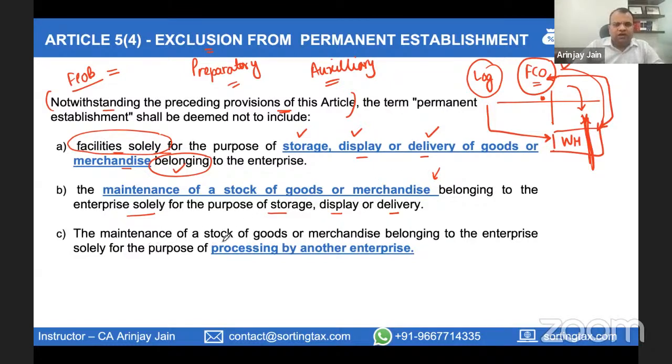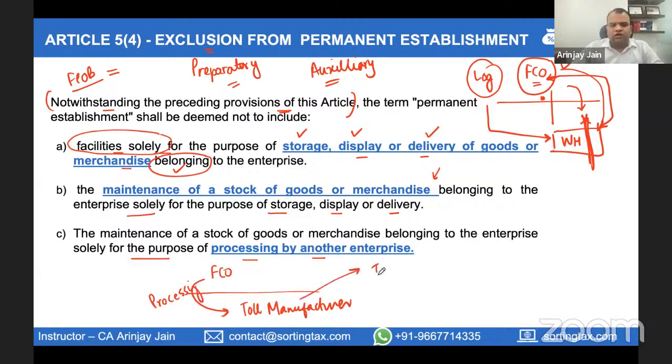The third is maintenance of stock of goods or merchandise belonging to the enterprise solely for the purpose of processing by another enterprise. Now, this could be a case where a foreign company uses the services of a toll manufacturer in a source state. It sends the goods here for the purpose of processing. And once these goods are processed, they are sold out to a third country without being sold to a domestic customer.